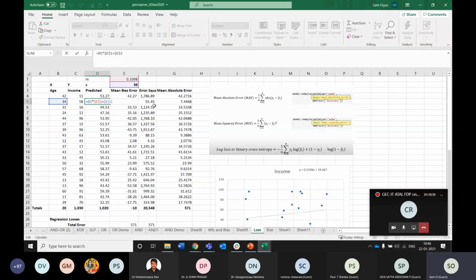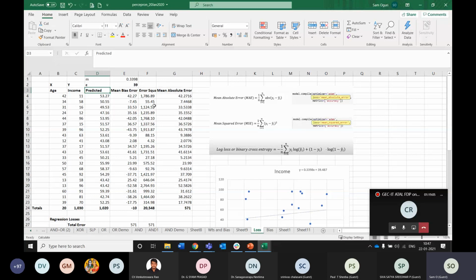What I did was I took 34 into 0.3398 plus 39. So these are the predicted values, and these are the label values. Y is the actual values, and column D is predicted. These are the values that my model, a simple linear model, has predicted.